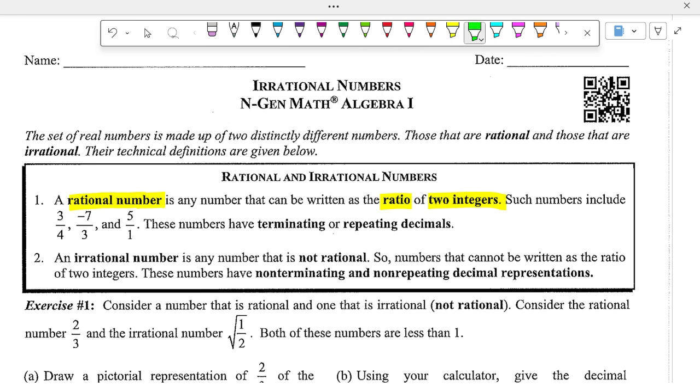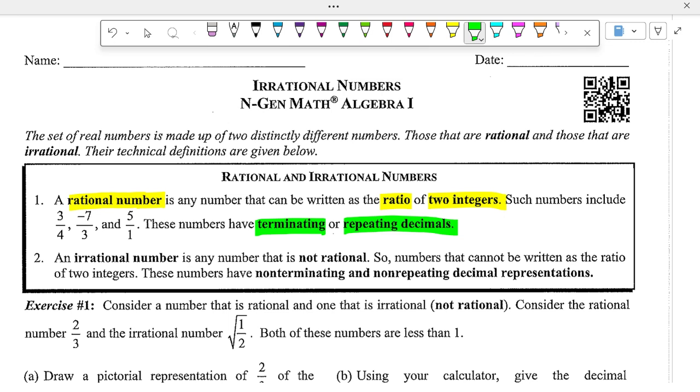Basically, they are terminating decimals, if you were to put it in the calculator, or repeating decimals. So for example, 1/3 is a rational number because if you put it in your calculator, it will give you 0.33333333, goes on for a million years, but just a bunch of threes, keeps on going.